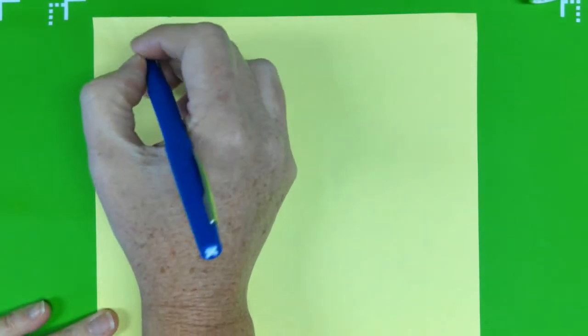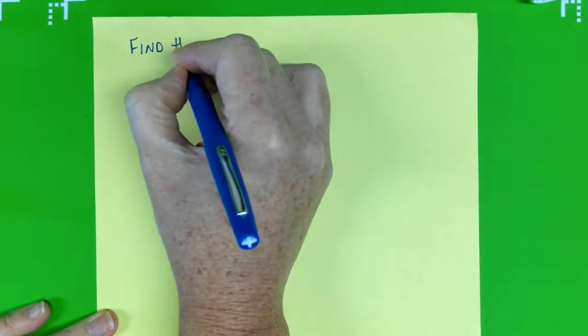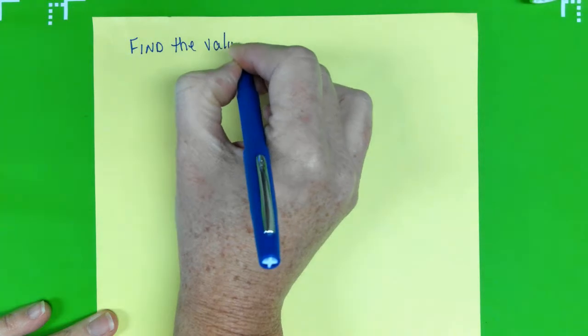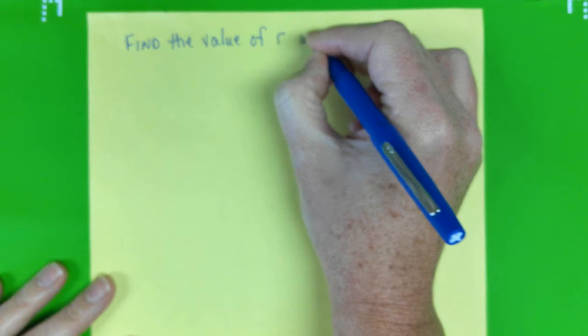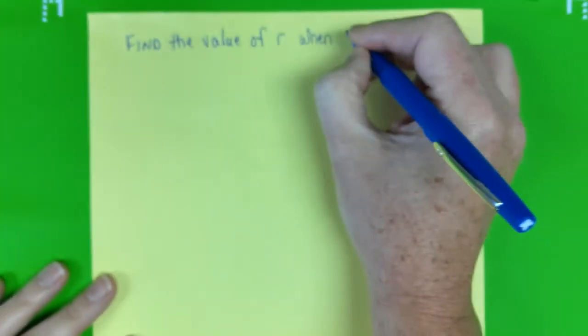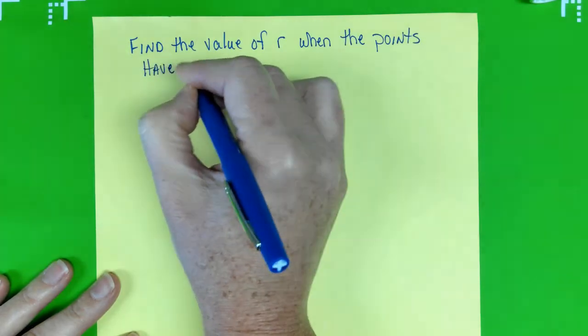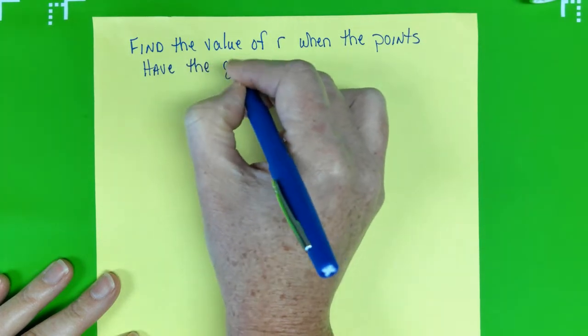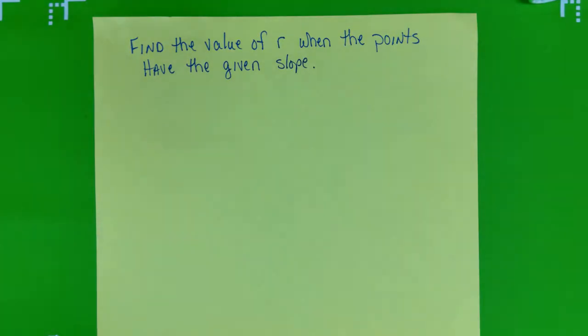Okay, so we have one more part that goes along with slope that we need to make sure we know how to do. And this is what it's going to look like. The directions might say find the value of R when the points have the given slope. And so this is a little bit different because I'm going to give you 2 points.